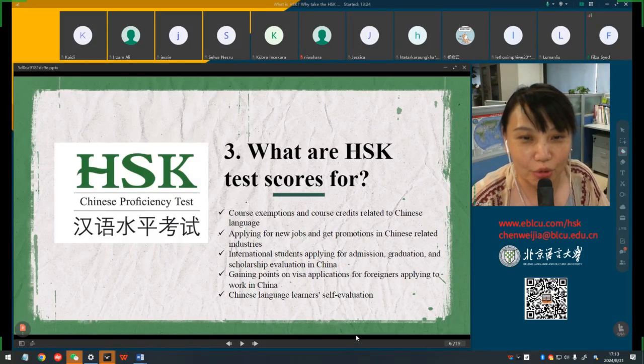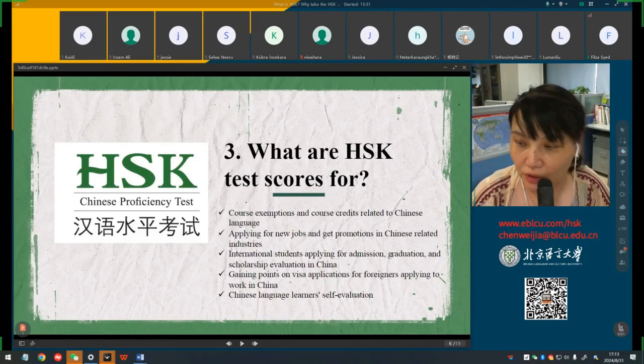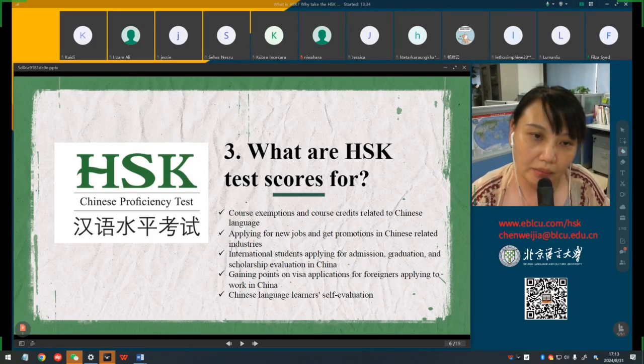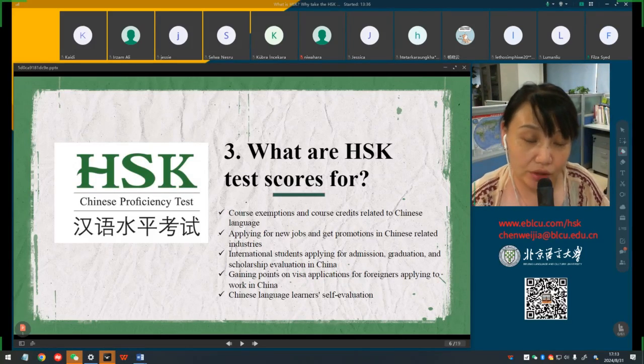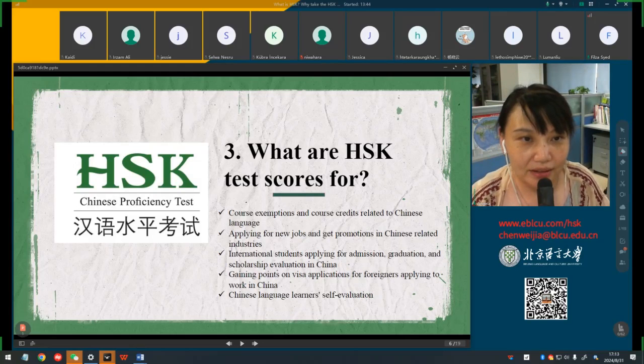Okay, and number 3, what are HSK test scores for? Of course, a lot of students get the HSK test score because they would like to apply for Chinese universities. I think that's mostly what a lot of students take the HSK test for. But as well as that, you have other usages for the HSK test scores.